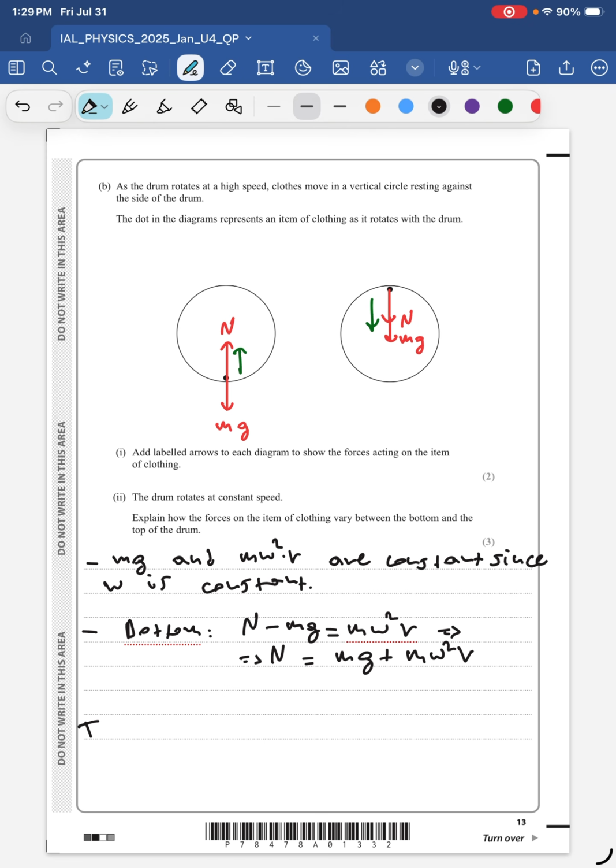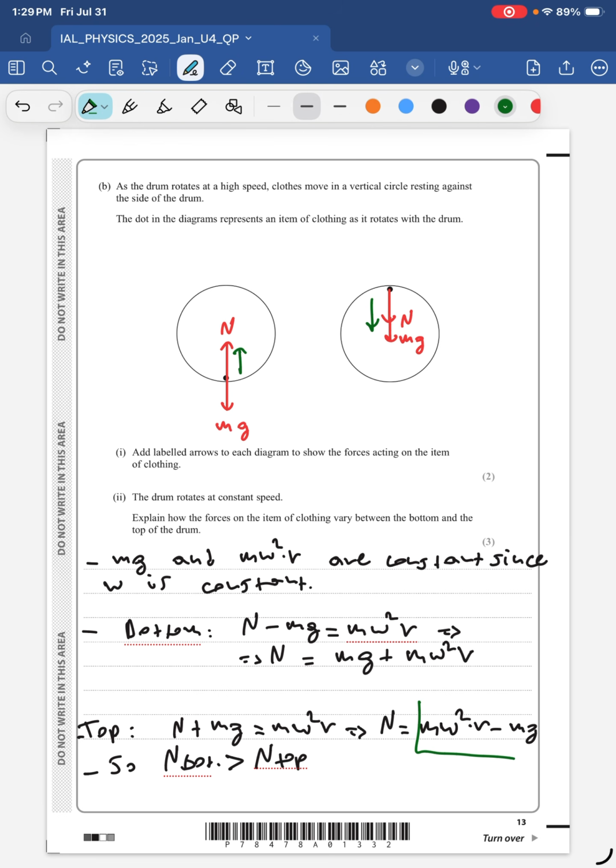Let's do the top. We have N plus M times G equal to M omega squared times R. So N is M omega squared times R minus M times G. So N at the bottom is larger than N at the top. That's the conclusion. And another thing is, this is the necessary condition to even have circular motion.